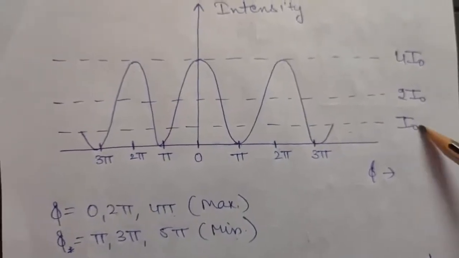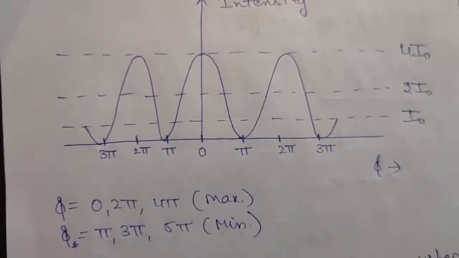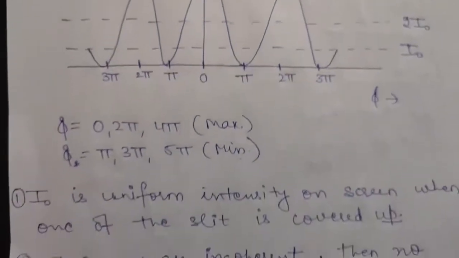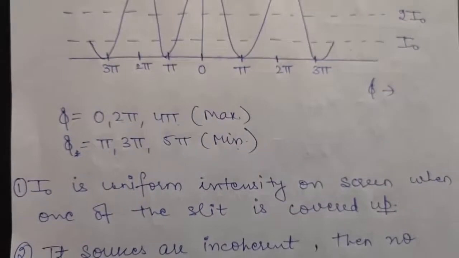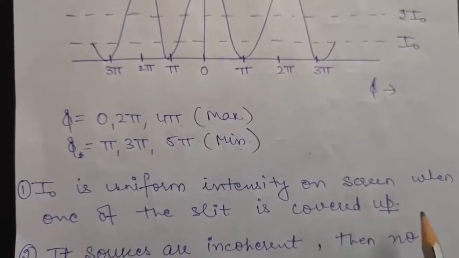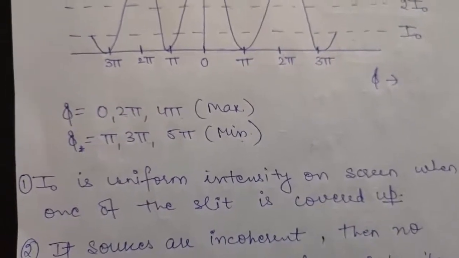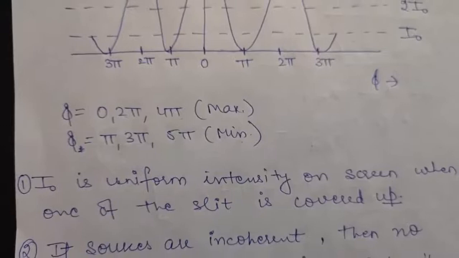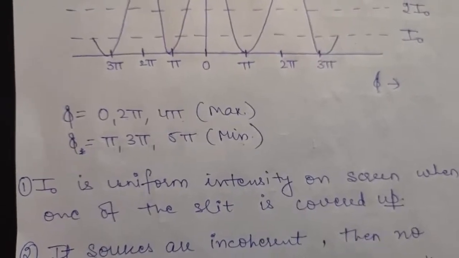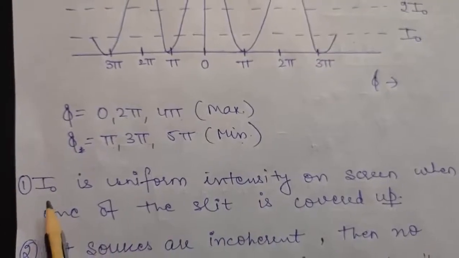Now I have denoted these 3 points here, that is I0, 2I0 and 4I0. So now let me explain to you what these are. First of all, I0 is the uniform intensity on the screen when one of the slits is covered up. As I have told you earlier, if you cover any one of the slits, then on the screen you will get a uniform intensity, and I am taking that uniform intensity to be I0.